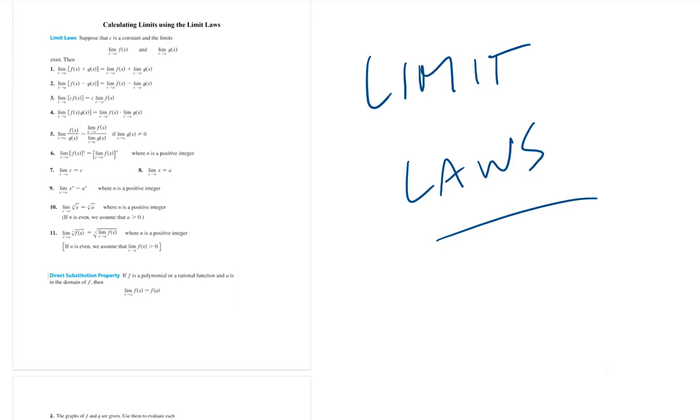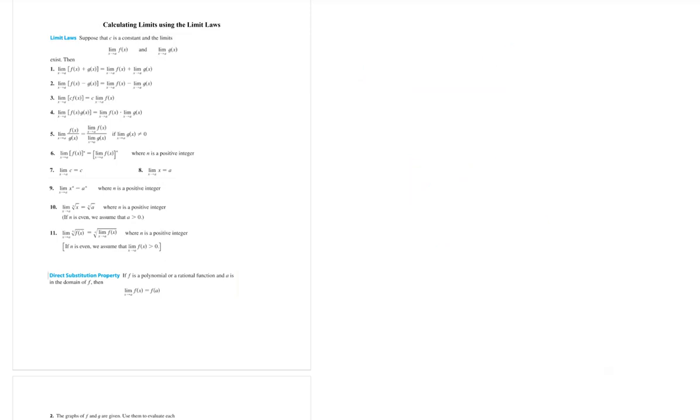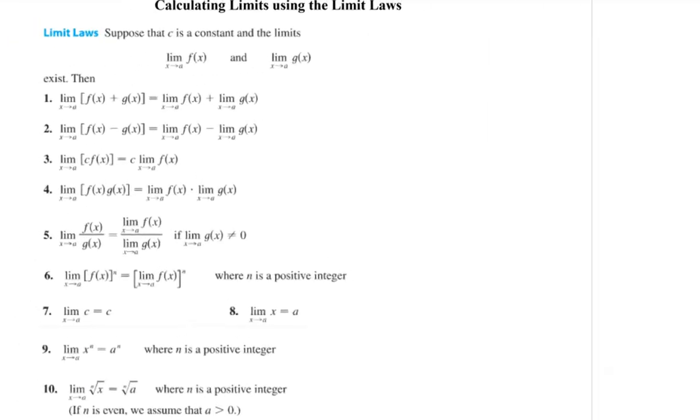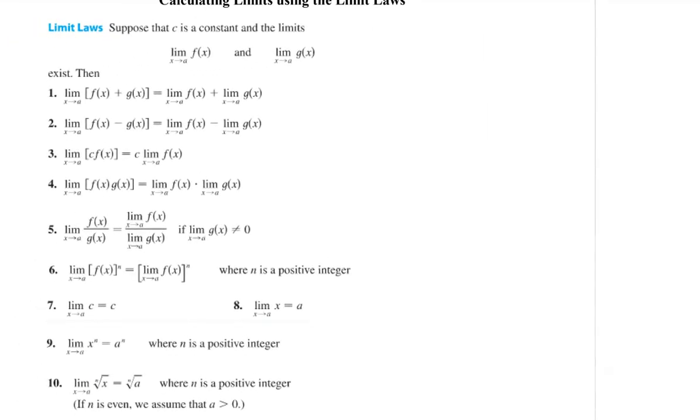Today we're going to look at limit laws, which will allow us to do some of the limit problems from last time much easier. They really simplify quite a bit, but you just have to be careful about how you use them because you can still step into some mud if you're not careful.